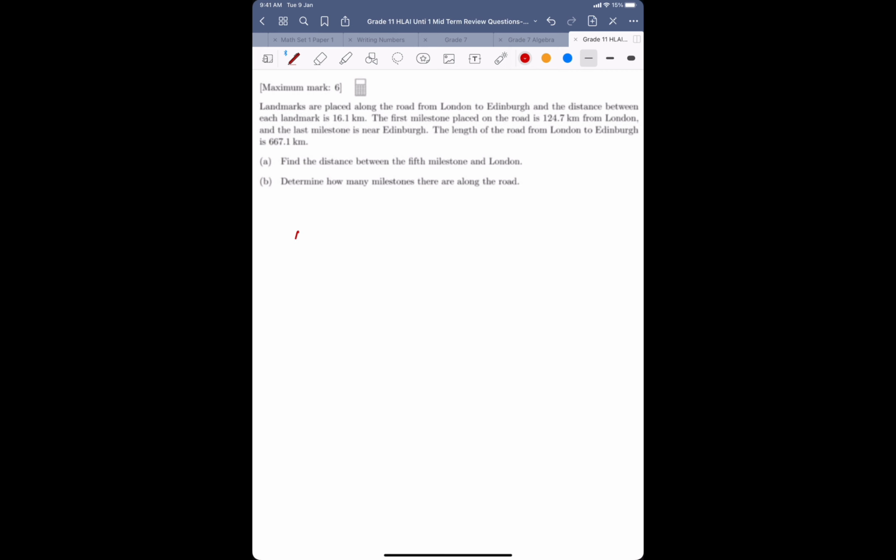So I'm going to have a little London here. There's London. I'm going to have Edinburgh here. I like to see a visual. The distance between each landmark is 16.1k. All right, so I'm just going to pop that up here. 16.1 kilometers. And these landmarks typically are in the road, and they're kind of chunks of stone. And it kind of tells you how far it is to the next place. All right, they're called landmarks. They're big lumps of stone, kind of kilometer markers, but in the day it's mile markers in the UK.